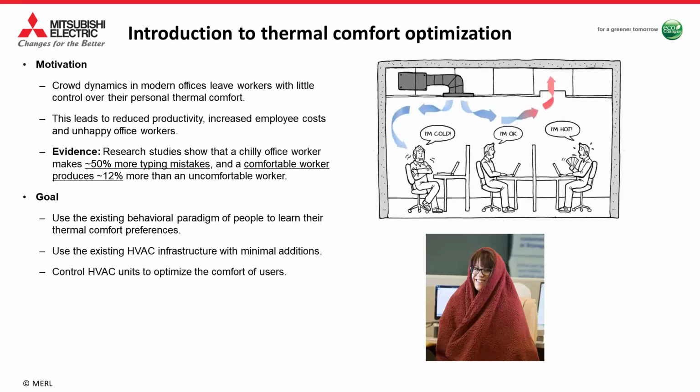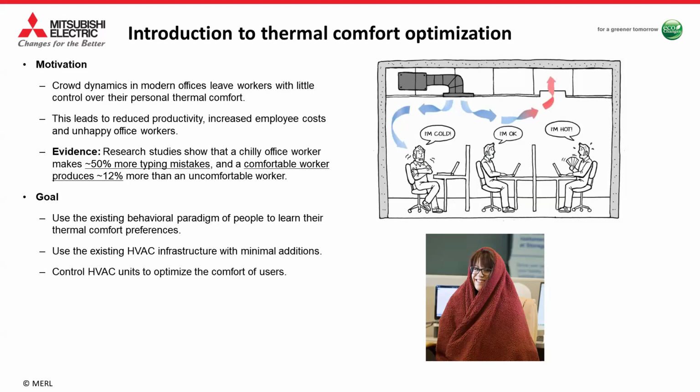In this paper, we address the problem of thermal comfort optimization in the group setting. Specifically, we're interested in places like the modern open office, where it's difficult for individuals to become comfortable for various reasons. This leads to reduced productivity, increased employee costs, and generally unhappy office workers. But research suggests that if we can make people comfortable in the open office, we can decrease their error rates, make them more productive, and even increase the happiness of these offices.